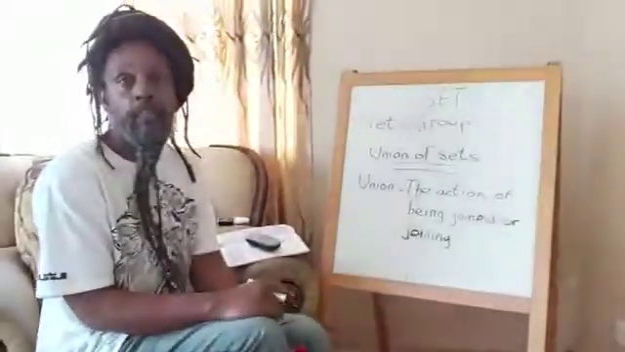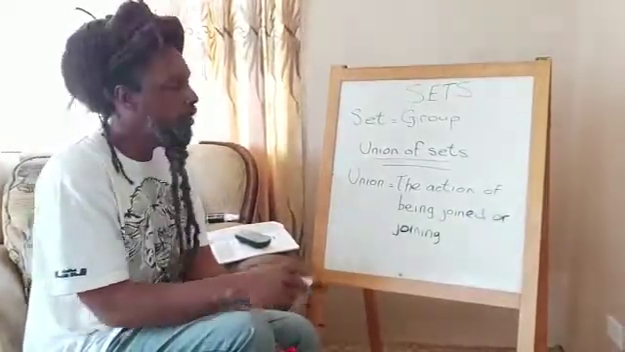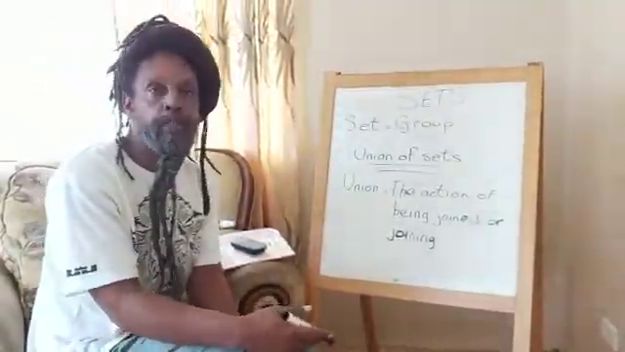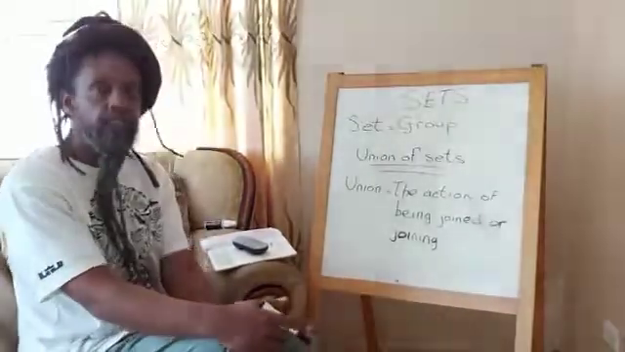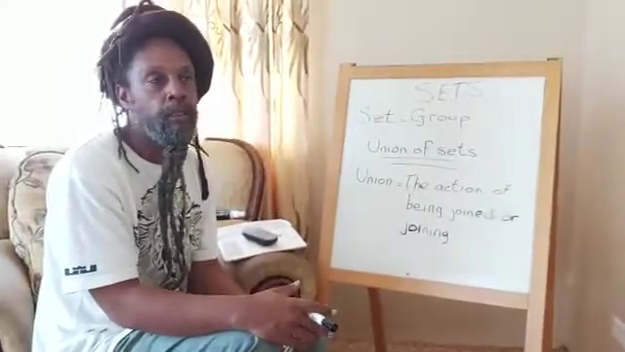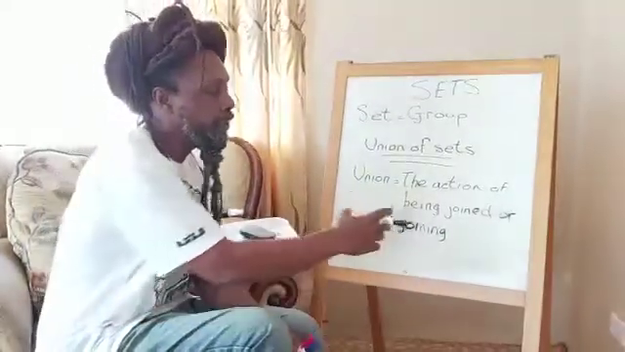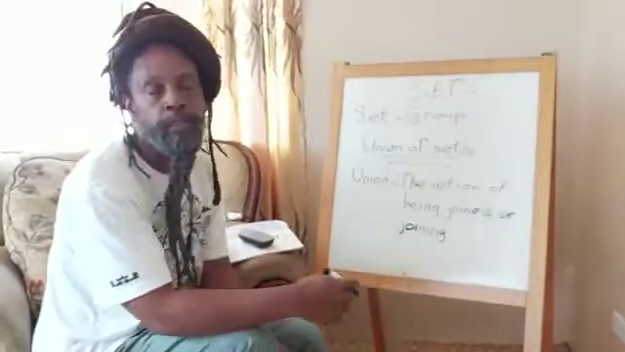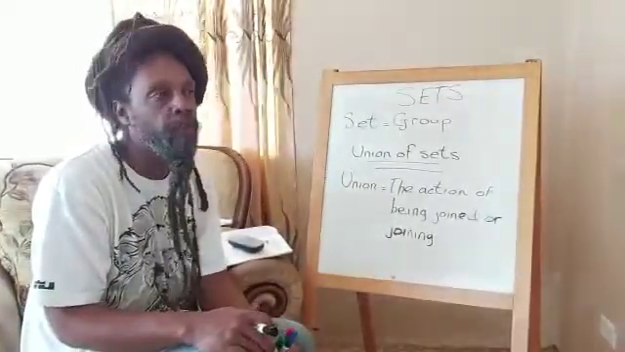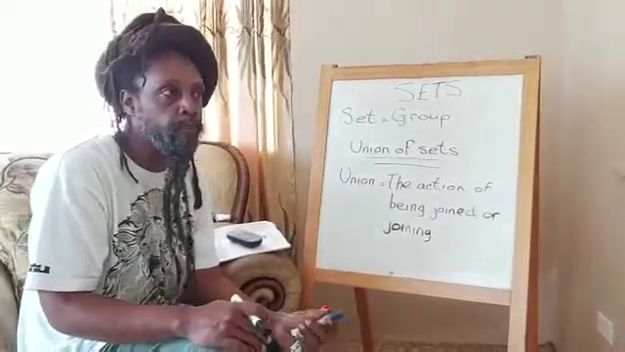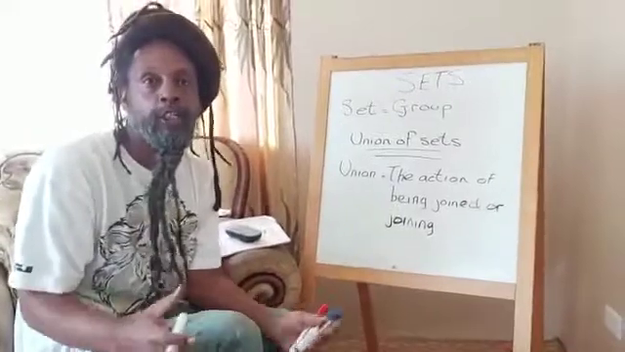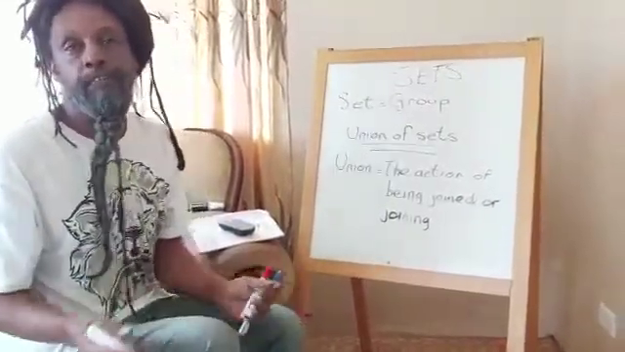The next thing you're going to be heading up would be the union of sets. So you know a set is a group. So what is a union? A union is the action of bringing things together, or as I've written, the action of being joined or joining. So when you join things together, you create a union. If you put two chickens together and then you put two sheep with them, you create a union of chicken and sheep, and you'll be on your way to starting a farm.